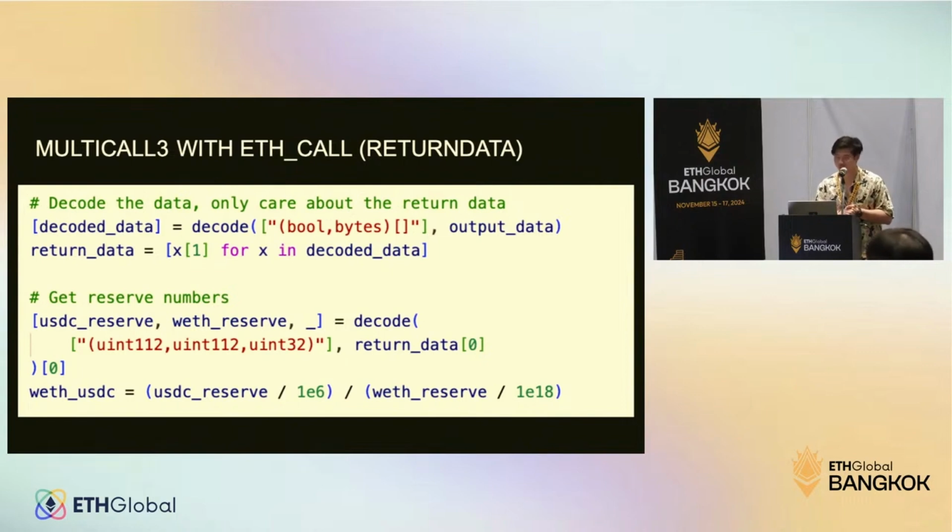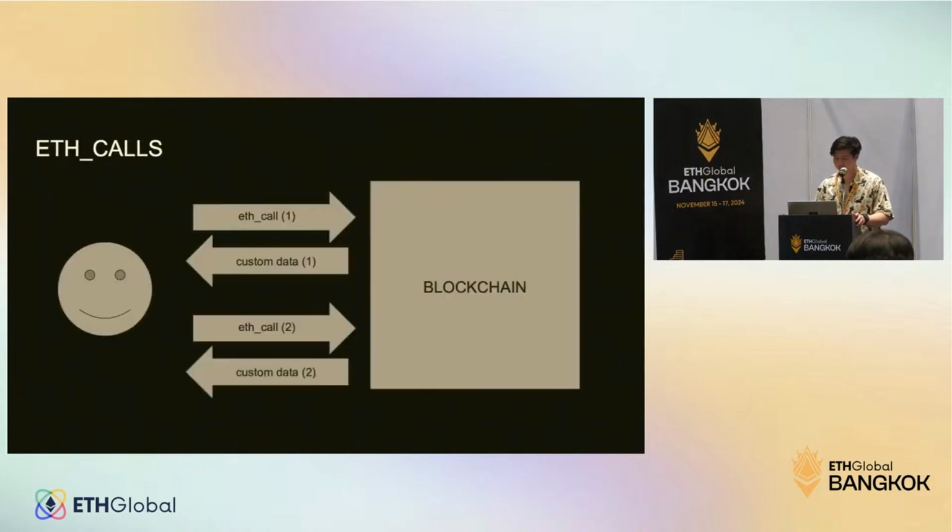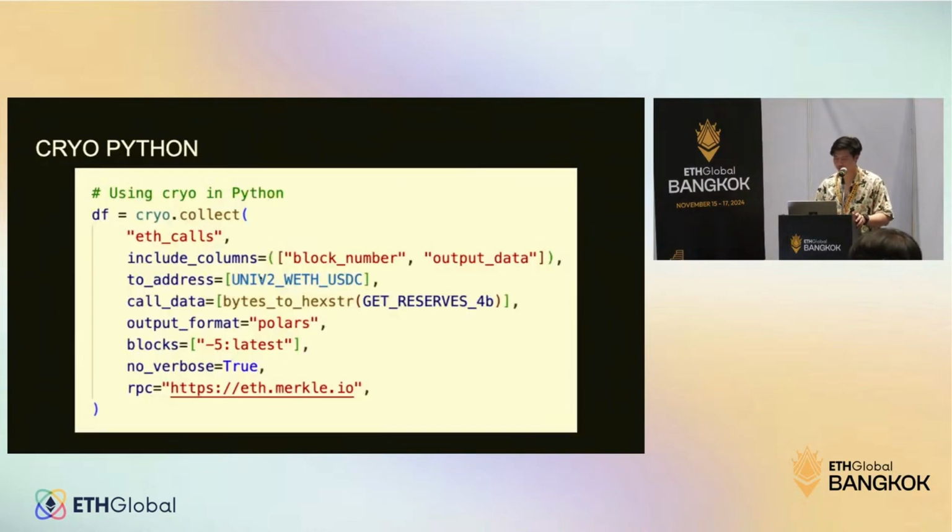The main problem with multi-call 3 is that you now have to encode and decode your data in a more complicated format. You can't just call get reserves. You have to encode your data into a relevant format. This is just the decoding bit. Previously, this was all you needed to do. You just call toAddress and get reserves, and you get the numbers out.